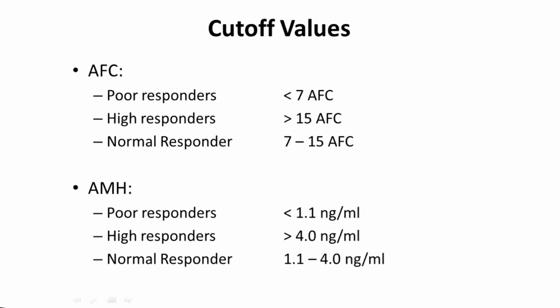If we are talking about the normal values for antral follicular count and the AMH, for the antral follicular count between 7 and 15, this categorizes the patient as a normal responder. If the antral follicular count is less than 7 in both ovaries, this predicts poor response. If the antral follicular count in both ovaries is more than 15, this predicts high response. For the AMH, the normal level is between 1.1 and 4. If the AMH is more than 4 nanogram per milliliter, this predicts high response. And if the AMH is below 1.1, this predicts poor response.